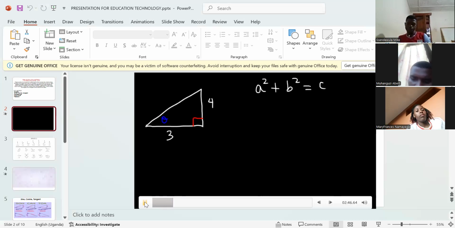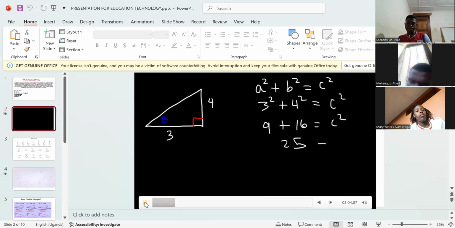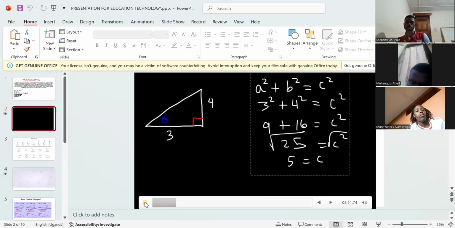A squared plus B squared is equal to C squared. So A is 3, B is 4. And we've got to find the missing side, C, which is the hypotenuse. 3 squared is 9, 4 squared is 16. 9 plus 16 is 25. And if you take the square root of both sides, you can see that the hypotenuse is 5. Now it turns out that there are some special numbers.